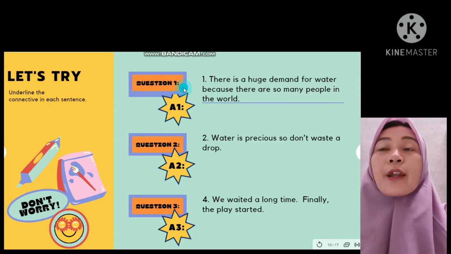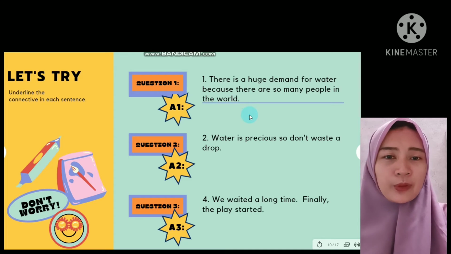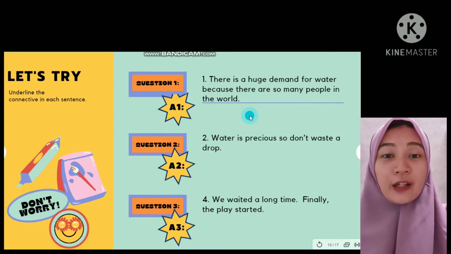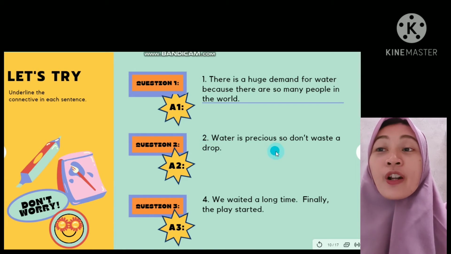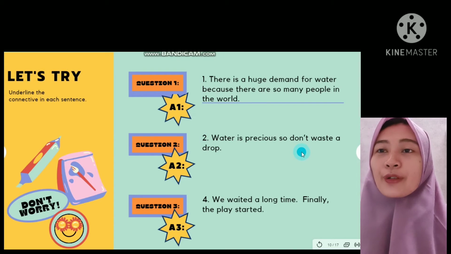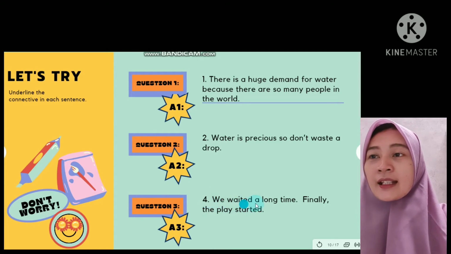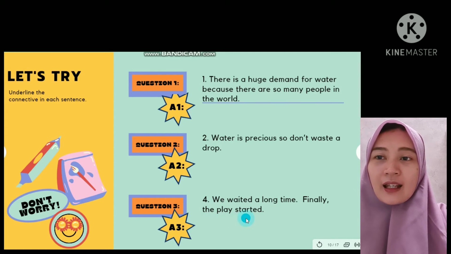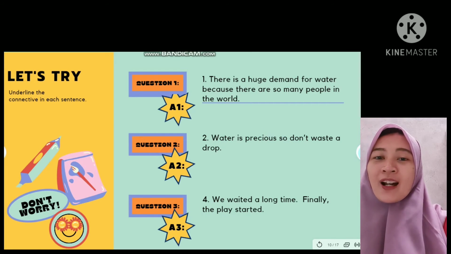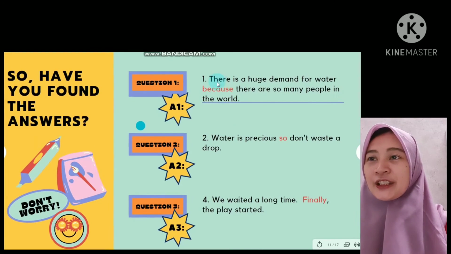Look at number 1. There is a huge demand for water because there are so many people in the world. Can you find one connective from this sentence? Number 2. Water is precious, so don't waste a drop. Can you find a connective? And number 3. We waited a long time. Finally, the play started. Which one are the connectives? Have you found them? Let's discuss the answer.